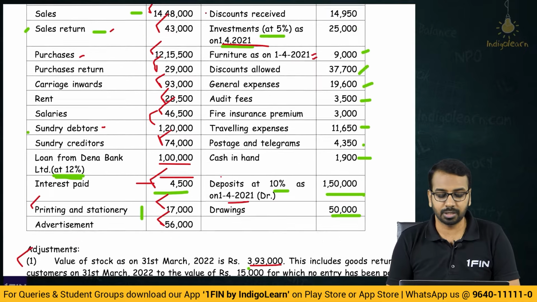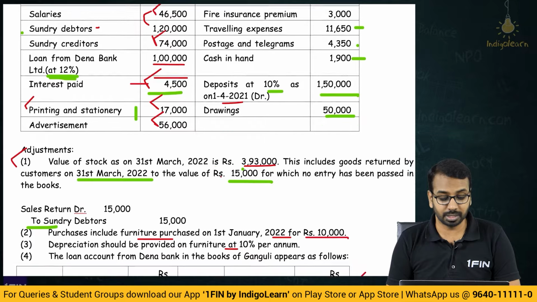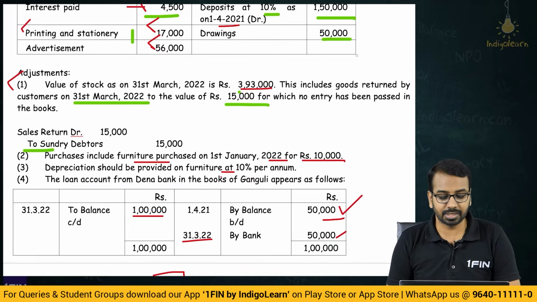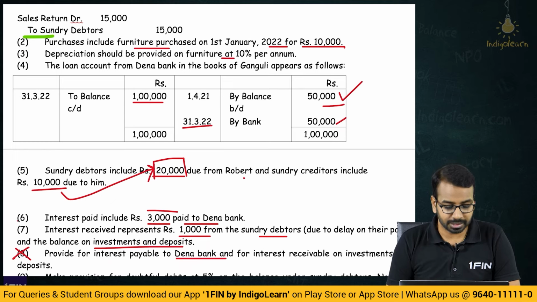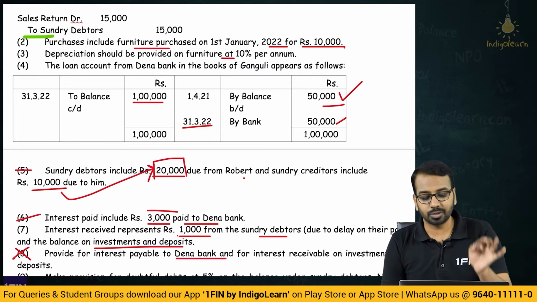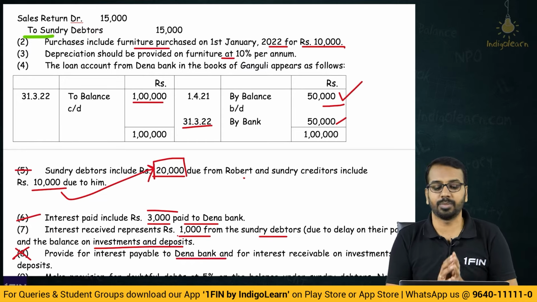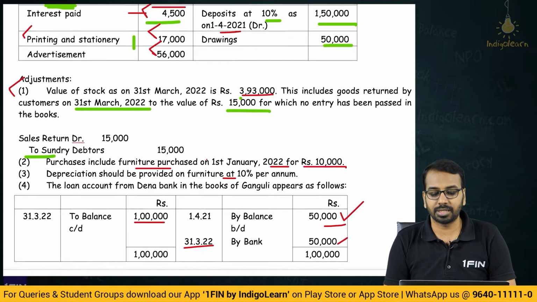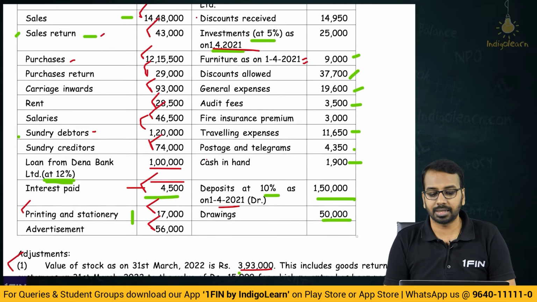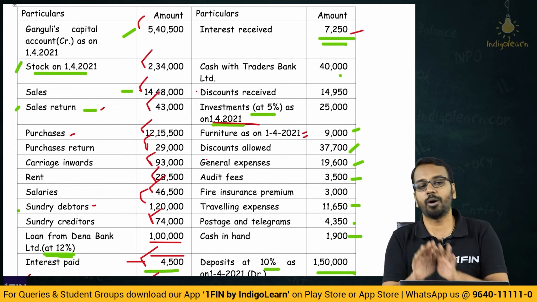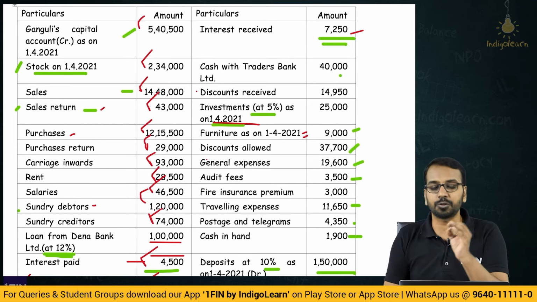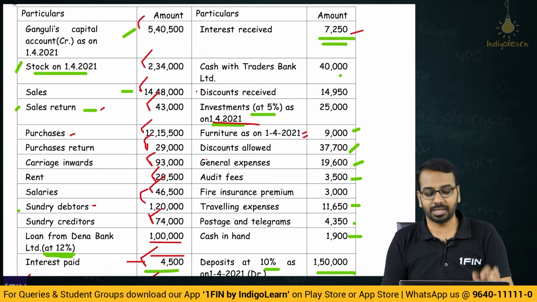7,250. Now if you carefully see, or if you remember, in one of the adjustments it was mentioned that we have received some amount from customers. See, this 6 is completed, this 5 is also completed. Now 7, if you see, interest received represents 1,000 from the sundry debtors. What it basically means is that out of the 7,250 that we have received, 1,000 is received from customers, and the balance 6,250 is received from investments and deposits.